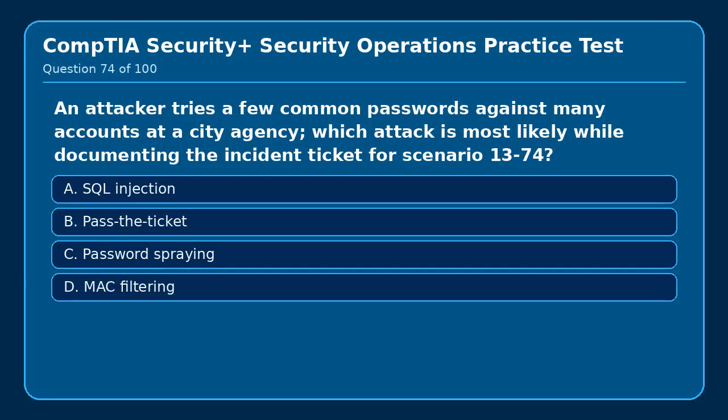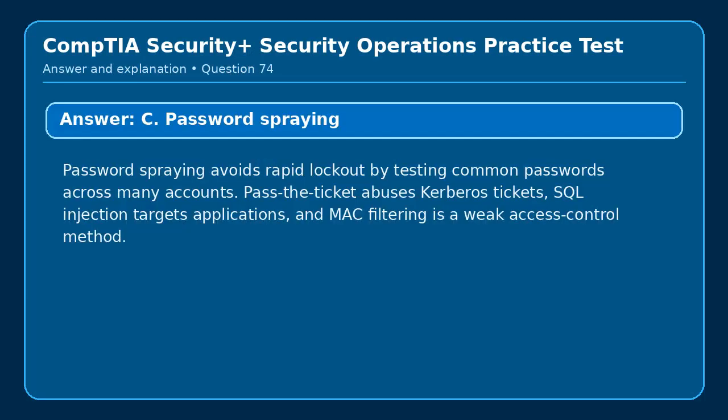The answer is C. Multi-factor authentication. MFA requires another proof beyond the password, reducing the usefulness of stolen credentials. DHCP leases, channel width, and public sharing do not strengthen authentication.